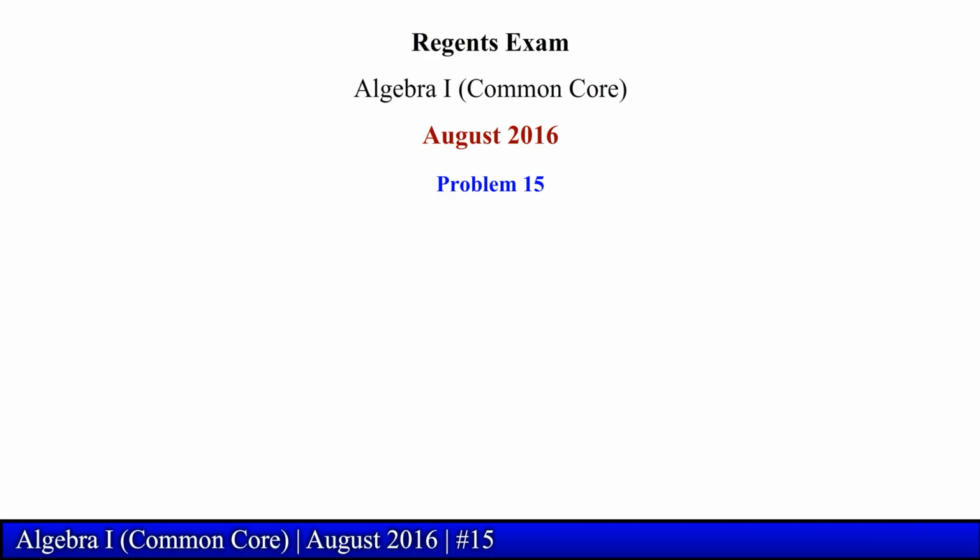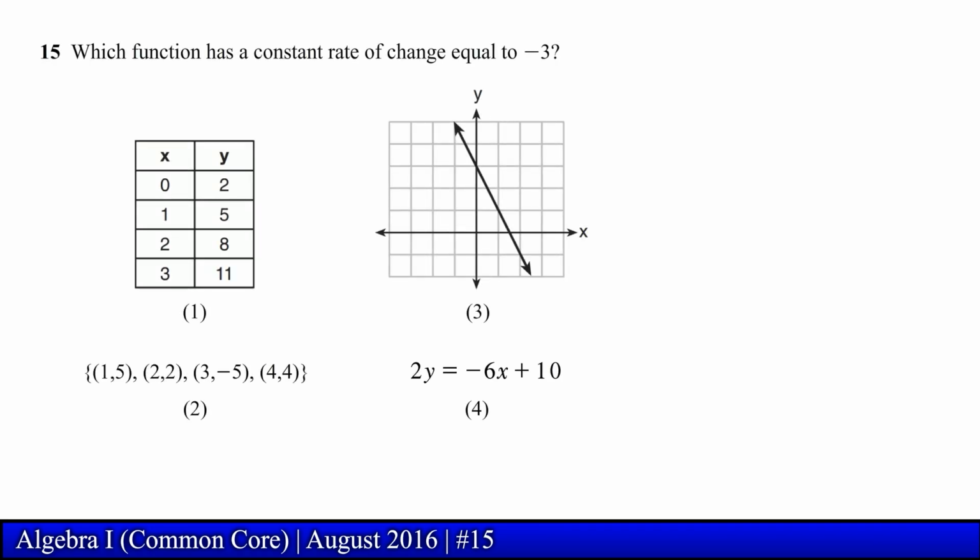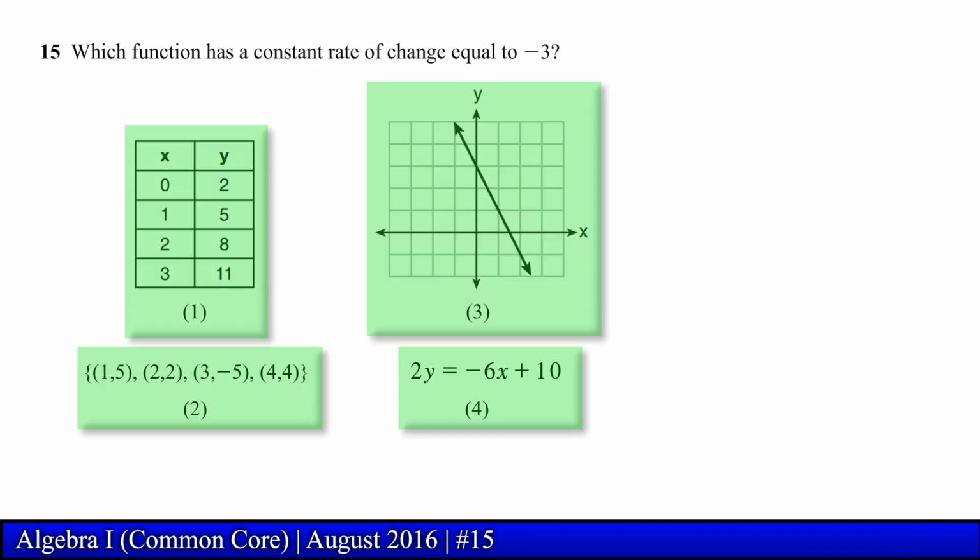Regents Exam, Algebra I, August 2016, problem number 15. Which function has a constant rate of change equal to -3? In this problem, we are asked to determine which of the four functions has a constant rate of change equal to -3. In other words, we need to figure out which option has a consistent slope of -3.